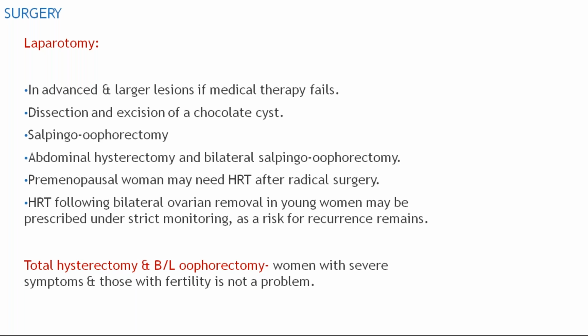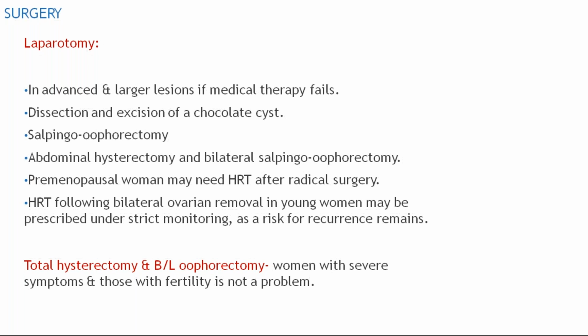Next, laparotomy, which means not laparoscopy but open surgery. In case of advanced and very large lesions, if the medical therapy fails, dissection and excision of the bigger chocolate cyst, or you may want salpingo-oophorectomy, or in elderly parous women, abdominal hysterectomy and bilateral salpingo-oophorectomy. Premenopausal women may need HRT after radical surgery. HRT means hormone replacement therapy, HRT following bilateral ovarian removal. You remove all the ovaries in young women.